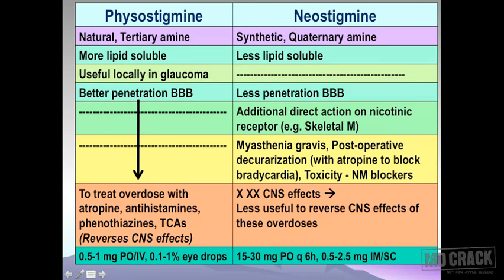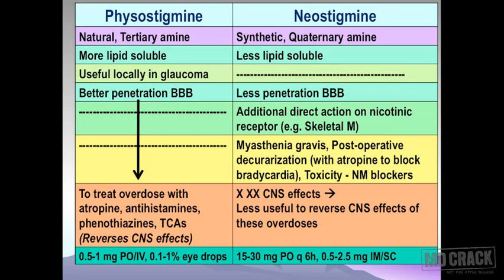When neostigmine is given, it's going to pour in acetylcholine at the nicotinic sites as well as muscarinic sites. We don't want the muscarinic effects, so you can give atropine to block the muscarinic effects. So that's the usual way, using an anti-cholinesterase agent for the nicotinic effects and giving atropine to block the muscarinic effects. This stands true for myasthenia. This also stands true for the post-operative decurarization.